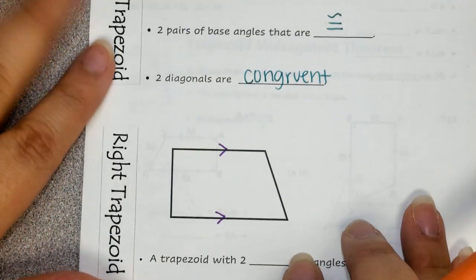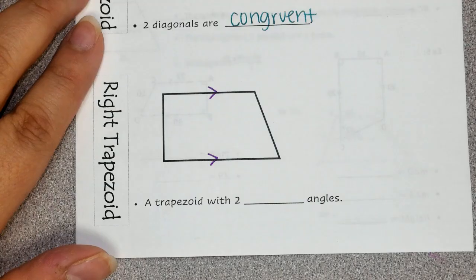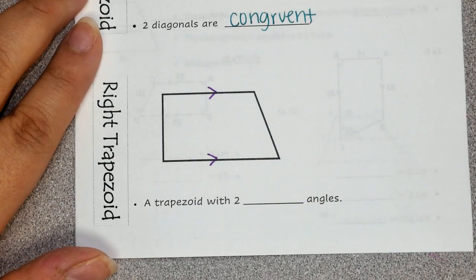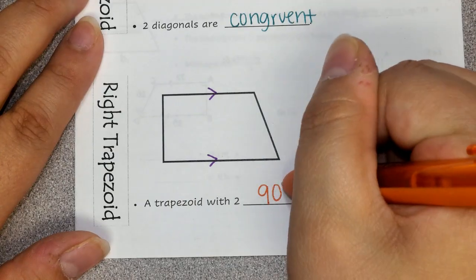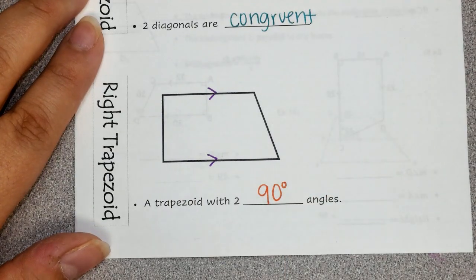All right. Last but not least, right trapezoids. We love right trapezoids because a right trapezoid is a trapezoid with two 90-degree angles or right angles. Where? On the bottom and top.